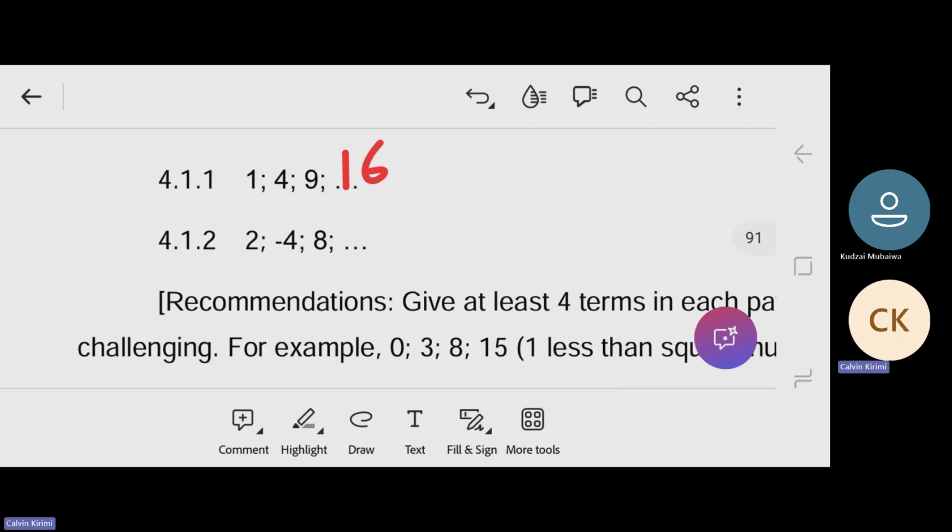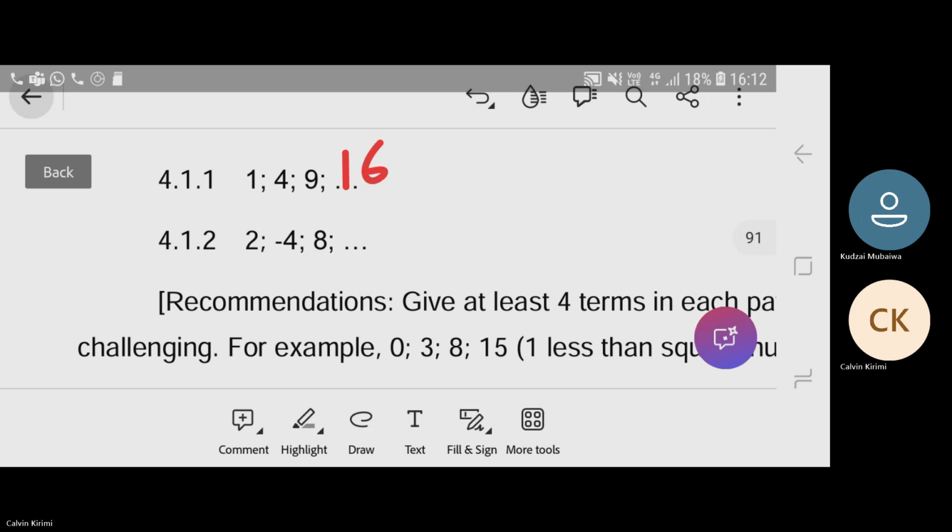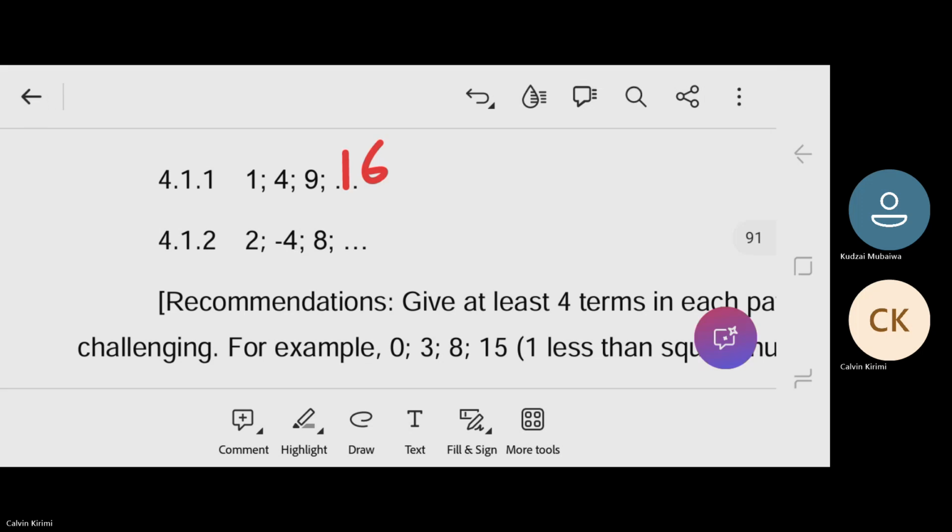Four point one point two. Yes, sir. So I got negative 10. How were you moving? From the first term to the next term, what did you do? Minus 4. Then the next term? Add 12.